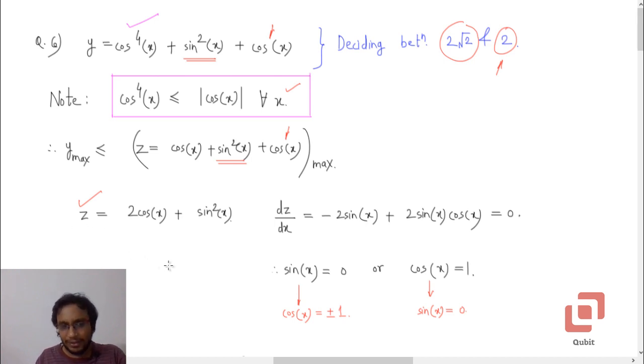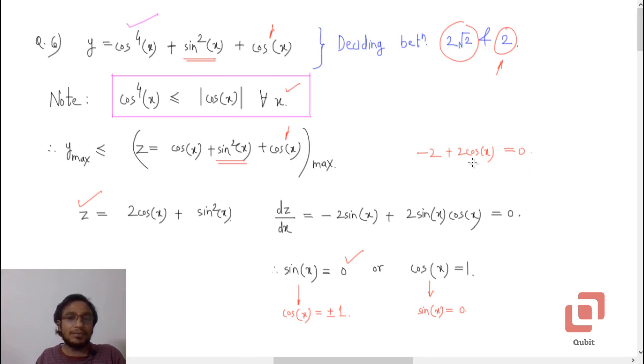Okay, so then you follow the process. cos x plus cos x is 2 cos x, plus sin squared x. dz by dx will be negative 2 sin x plus 2 sin x cos x, or sin 2x, and you can again take sin x common, cancel 2, so either sin x is 0 or negative 2 plus 2 cos x is 0.